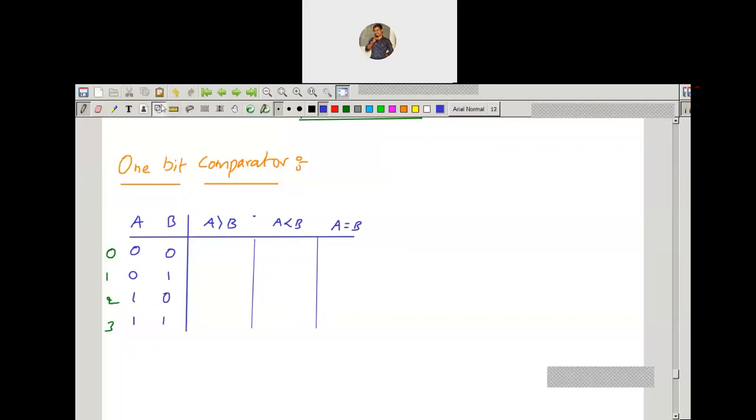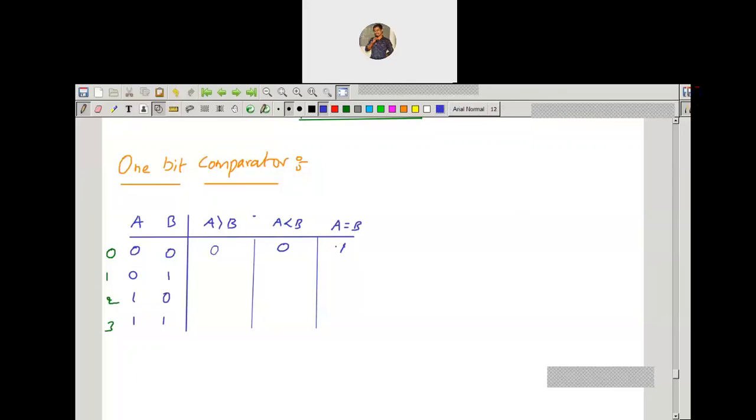Now let us fill the table here. For the first combination 0 0, that is A value 0, B value 0, you can observe for A greater than B, is it true or false? Here both are equal, so A greater than B is a false case. You can take it as 0. Coming to A less than B, 0 is not less than 0, so it is also false. Coming to A equal to B, 0 and 0 are both equal, so that is the A equal to B case.